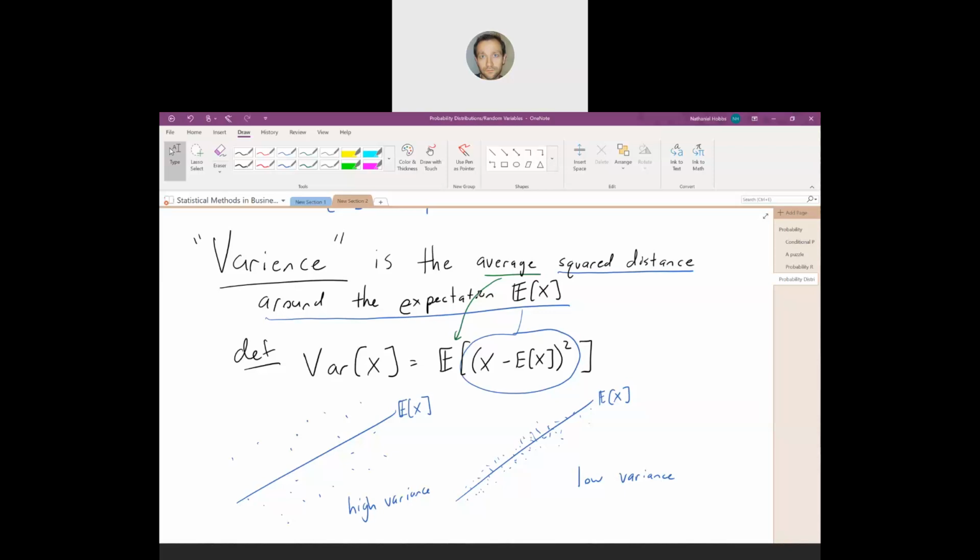This variance is actually going to be a number. A random variable is not a number. A random variable can be a number with a certain probability. So random variables aren't numbers. Expectations are numbers. Variances are also numbers. So whenever you see the expected value of something, think that it's going to be equal to some number. The same thing with the variance.